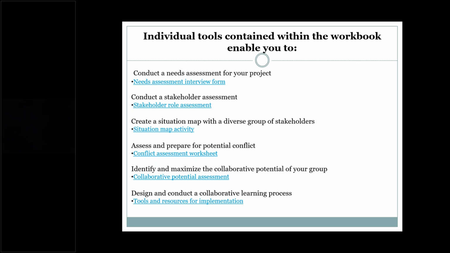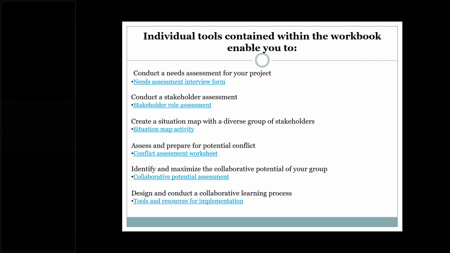If you or someone you know was organizing a group of people to work on a new project, this could be a planning team, or it could be a team where you are developing, say, a technology tool, and you want to be sure that the end users or the stakeholders understand it. So these are the tools in the Resilience Dialogues Toolkit. How to conduct a needs assessment to see if the people you think need your product actually need it. How do you conduct a stakeholder assessment so you bring the right people to the table? Then how do you work with the stakeholders to create a situation map?